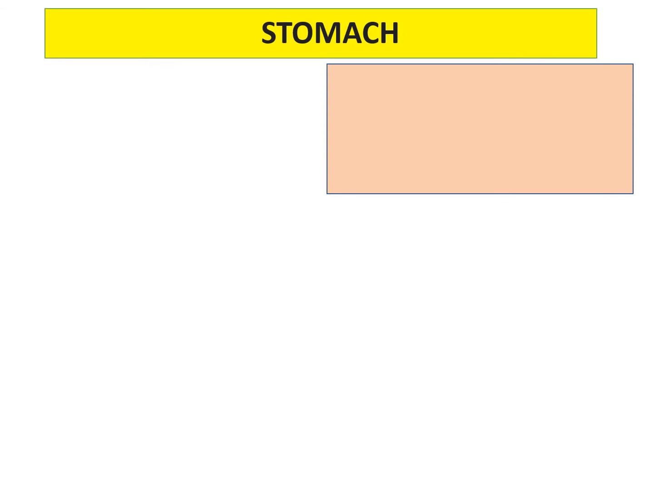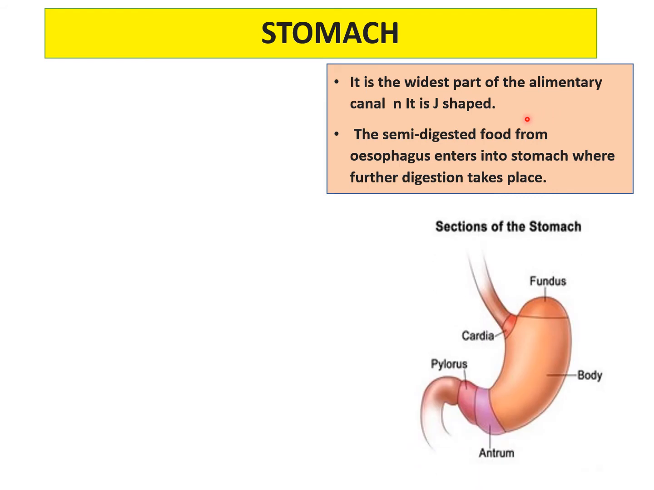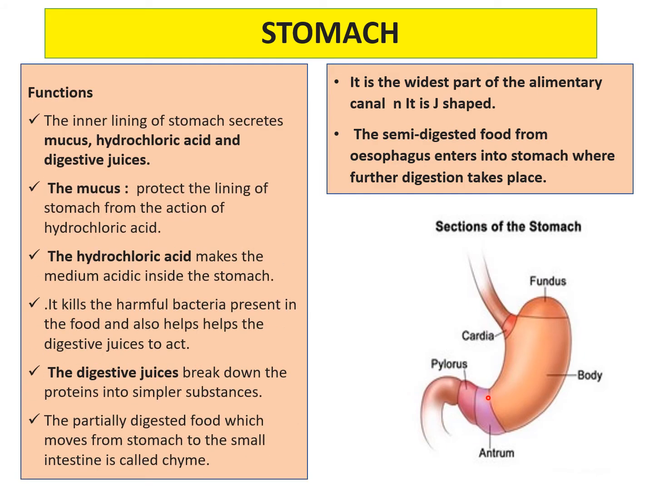Right? So the next compartment of the alimentary canal is the stomach. The stomach is the widest part of the alimentary canal and it is J-shaped. Now, the semi-digested food from the esophagus enters into the stomach where further digestion takes place. Now, what are the functions of the stomach? The inner lining of the stomach secretes three things which are very important: first, mucus, hydrochloric acid and the digestive juices. Now what does mucus do? Mucus basically protects the lining of the stomach from the action of the hydrochloric acid, right? And what does hydrochloric acid do? This hydrochloric acid makes the medium acidic inside the stomach. It also kills the harmful bacteria which are present in the food and also helps the digestive juices to act.